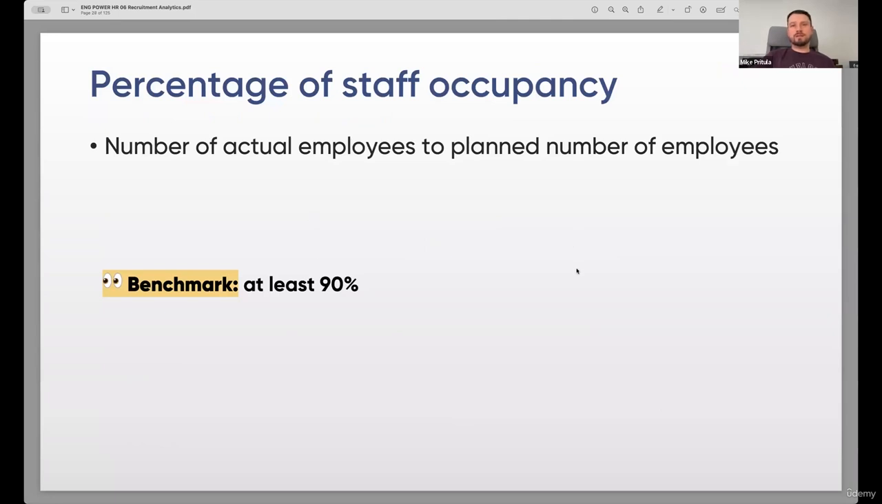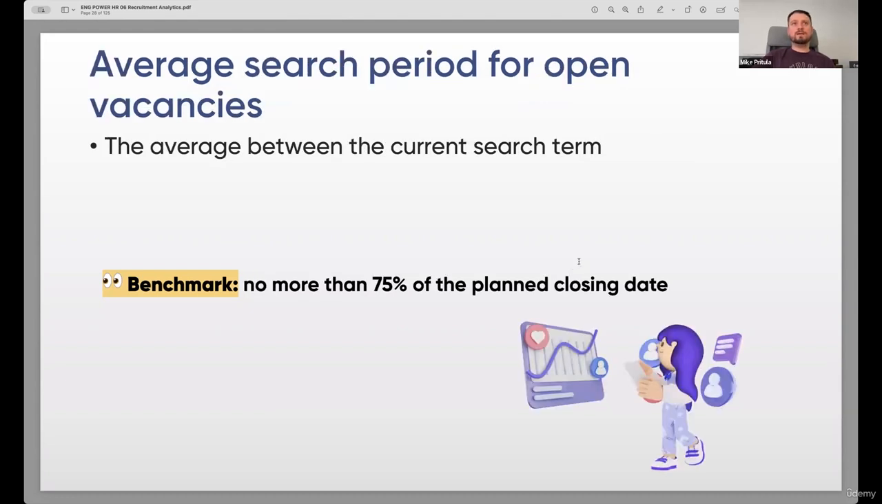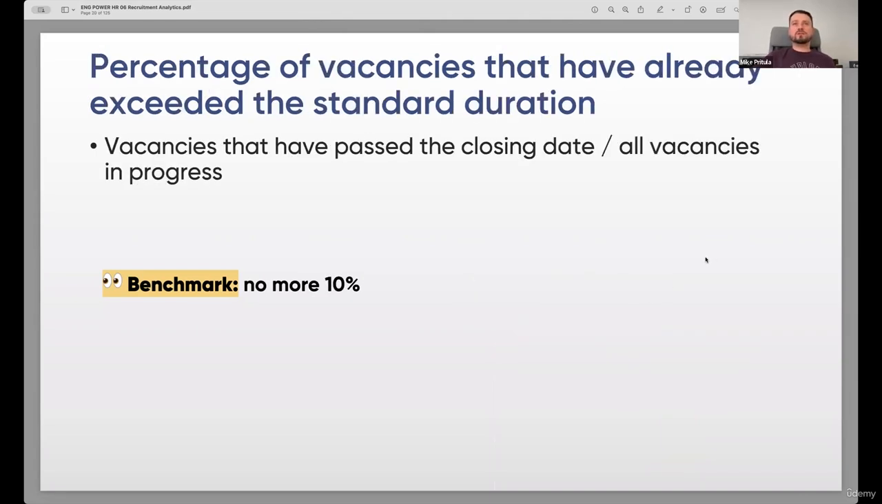Then percentage of staff occupancy, it means how many employees we have out of those who were planned, including all our current employees. Average search period for open vacancies. So we target 75% of the planned closing date. Percentage of vacancies that have already exceeded the standard duration of closing date. The target here is having them no more than 10%.